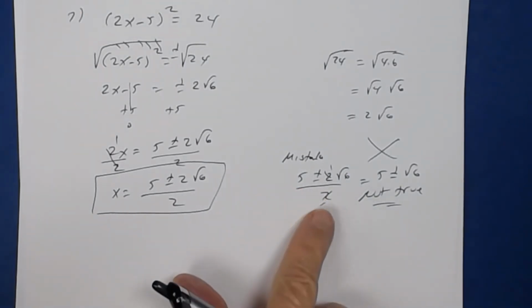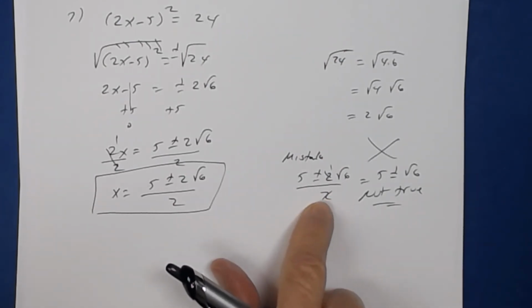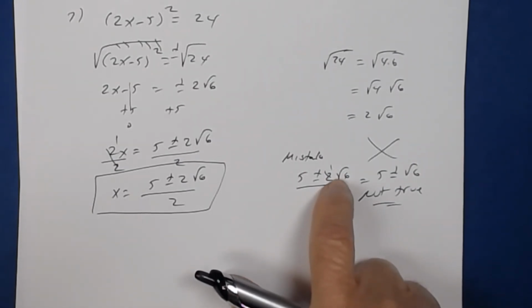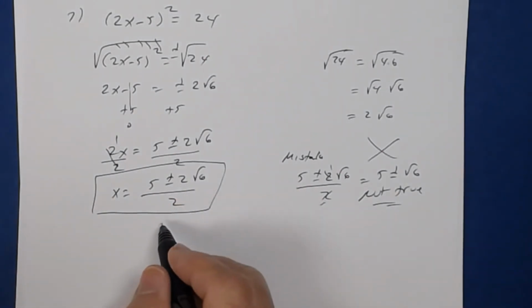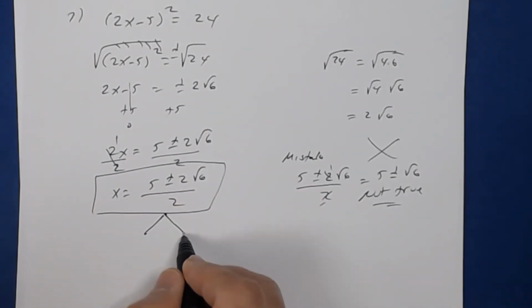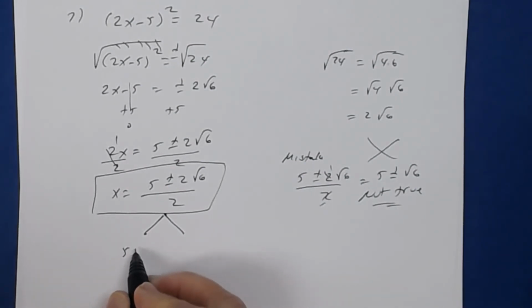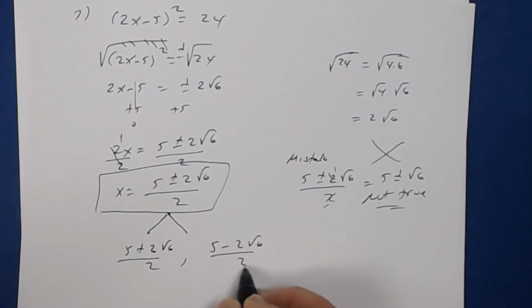You see, what you're doing when you do this, you're implying that this denominator is being divided only into this term, and it's not. It's also being divided into this. Because if I broke this out into two parts, y'all agree that's going to be 5 plus 2 square root of 6 over 2, comma, 5 minus 2 square root of 6 over 2.